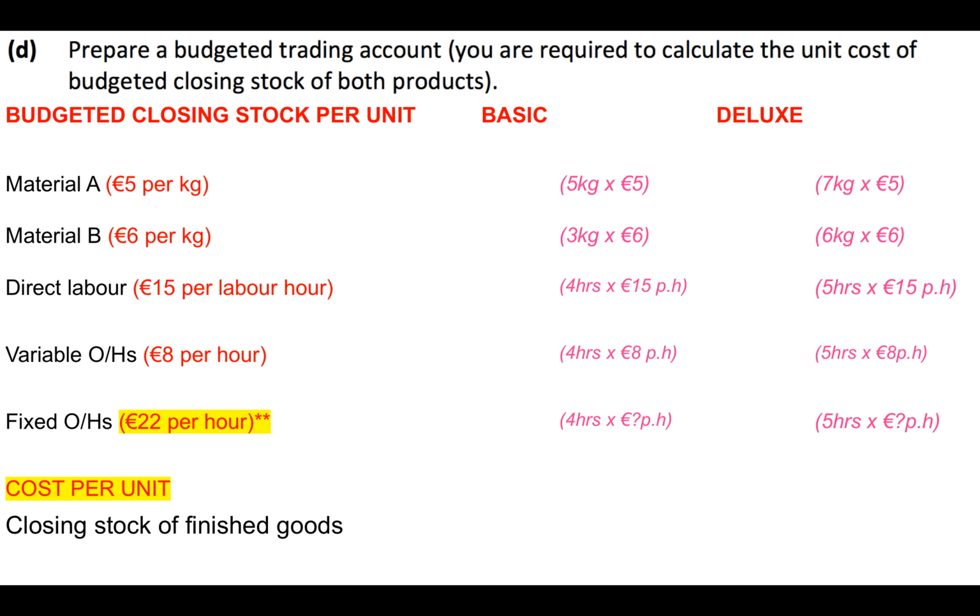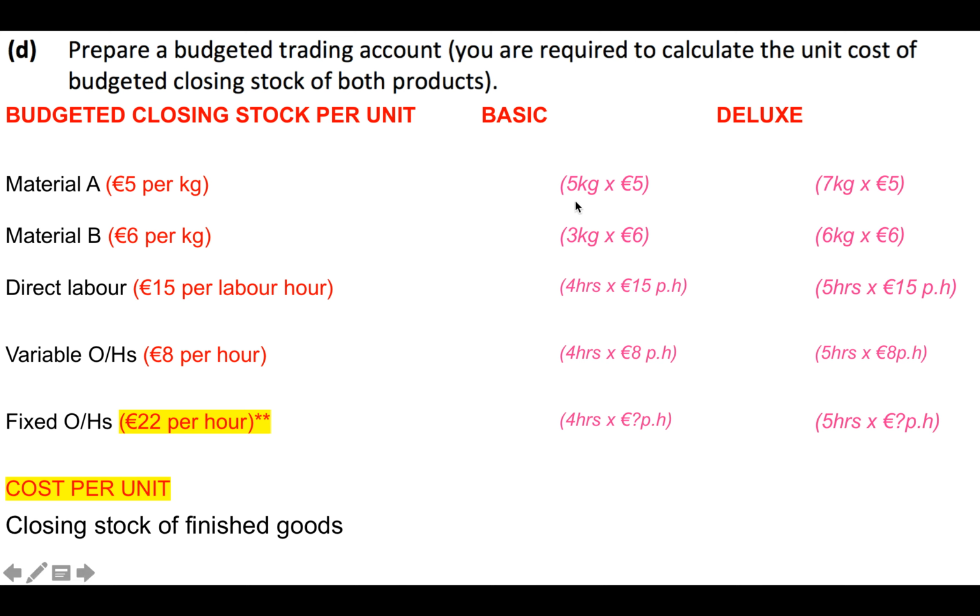So like the 2019 question, we're going to do the exact same thing and find out how much it costs to make 1 unit of basic and 1 unit of deluxe. So you saw in the last part we have 4 different costs. We've got materials, we've got direct labour, we've got variable overheads, and we've got fixed overheads. So we want to find out how much is it going to cost to make 1 unit of all of that.